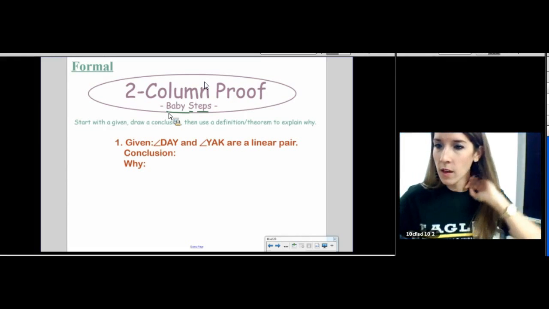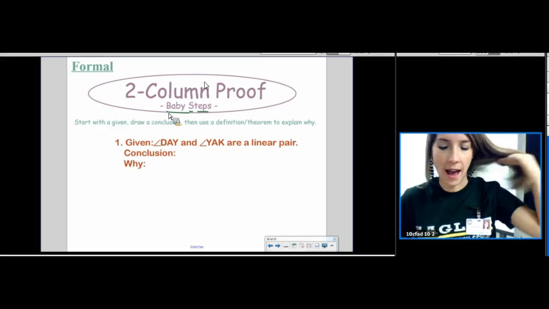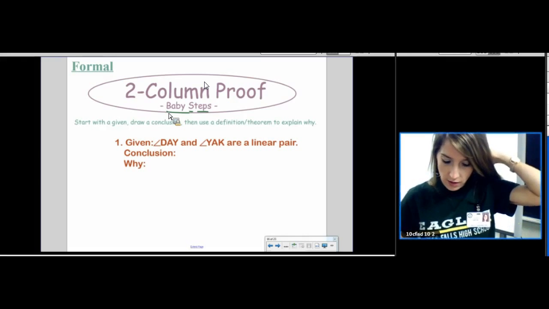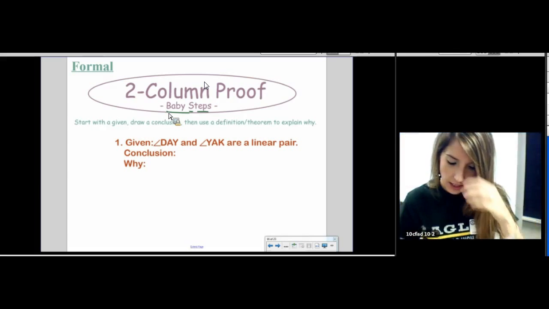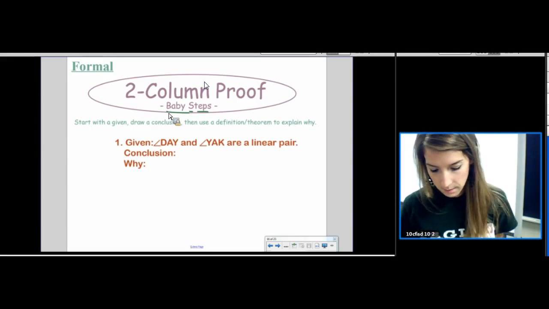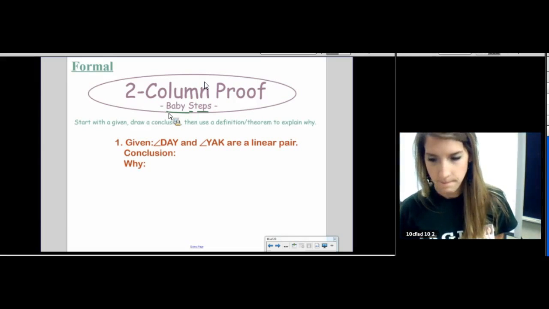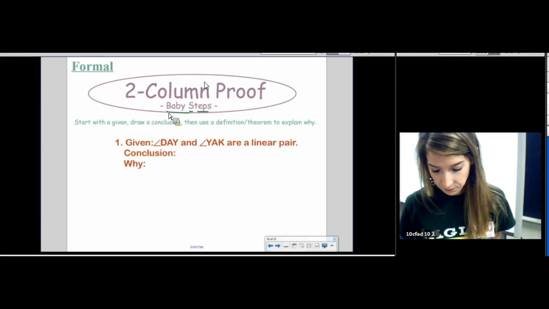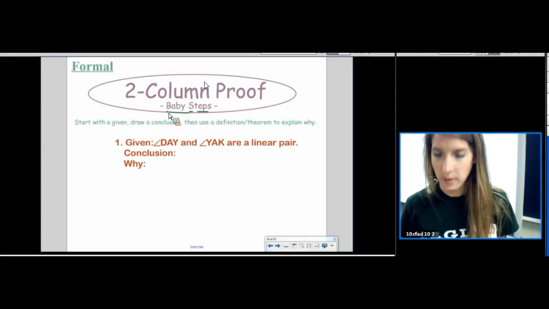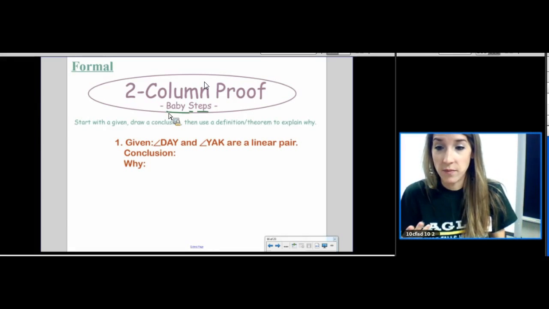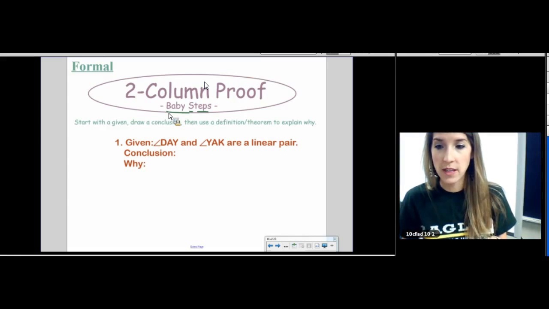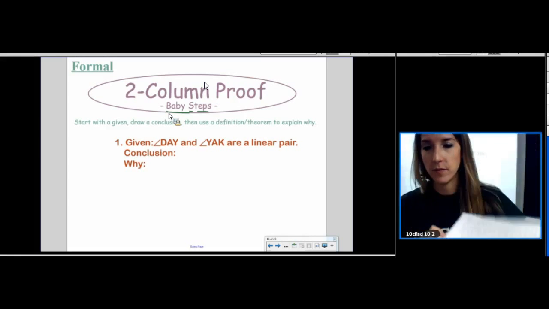Okay. Angle day and angle yak are a linear pair. So you're looking here, and you're looking at what it says about linear pairs. Do you see something that talks about linear pairs? Number 23. What does number 23 say? If two angles form a linear pair, well, that's given. That's the hypothesis. What's the conclusion? On this sheet, what comes after the comma?